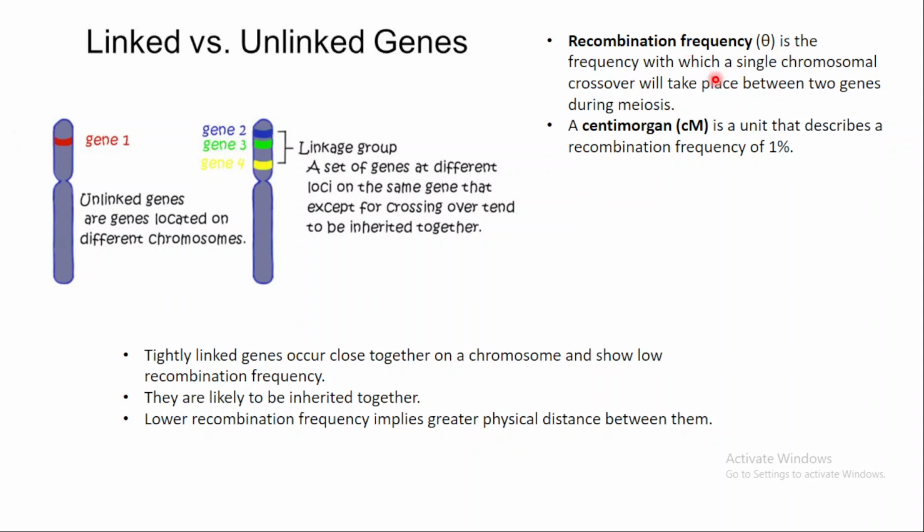Recombination frequency is the frequency with which a single chromosomal crossover will take place between two genes during meiosis. And a centimorgan is a unit that describes a recombination frequency of 1%. So a centimorgan is a unit for depicting 1% recombination frequency. I hope it's clear to the students.